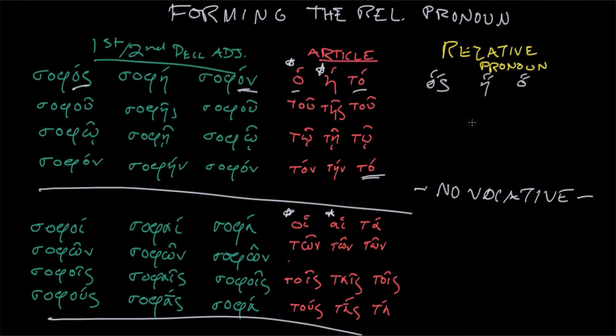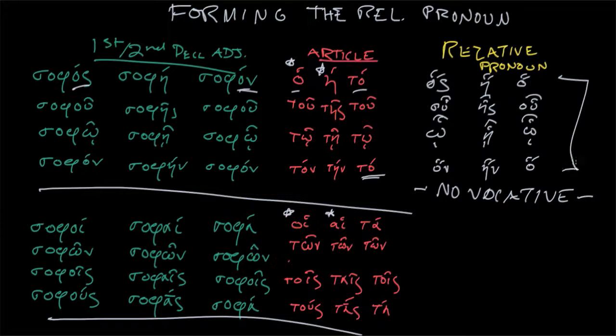Hos, he, ha in the nominative, and then in the genitive, hou, hes, hou. And then dative, hoi, hei, hoi. And accusative singular, hon, hen, ha. Always going to be equal to the nominative in the neuter. We knew that one. That one was a giveaway.